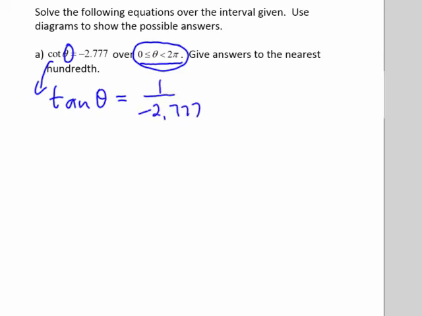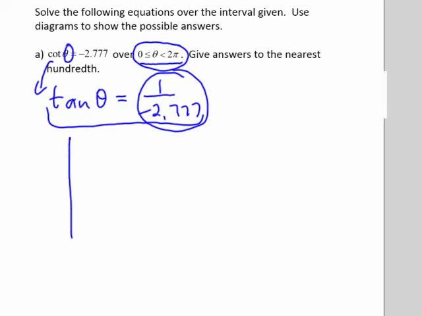And the question is telling us we want all the angles between 0 and 2 pi. Remember, 2 pi is like 360. And if we think back to the way we did this last year when we were working just with degrees, it's the same way. We have to ask ourselves, where does tangent have a negative ratio? Where is the y divided by the x values negative?